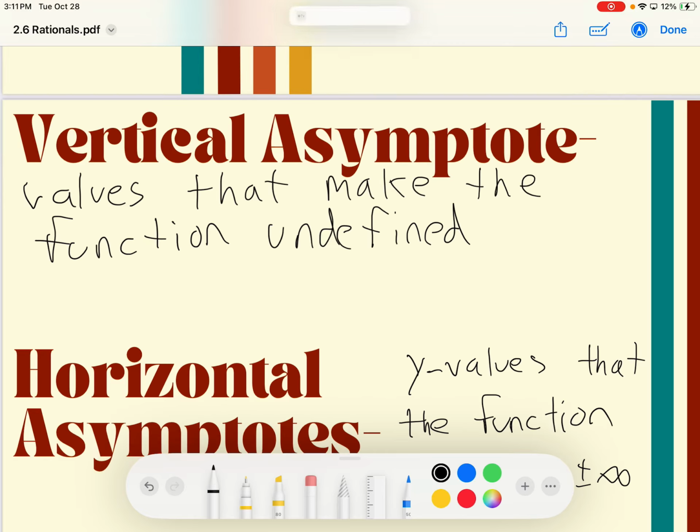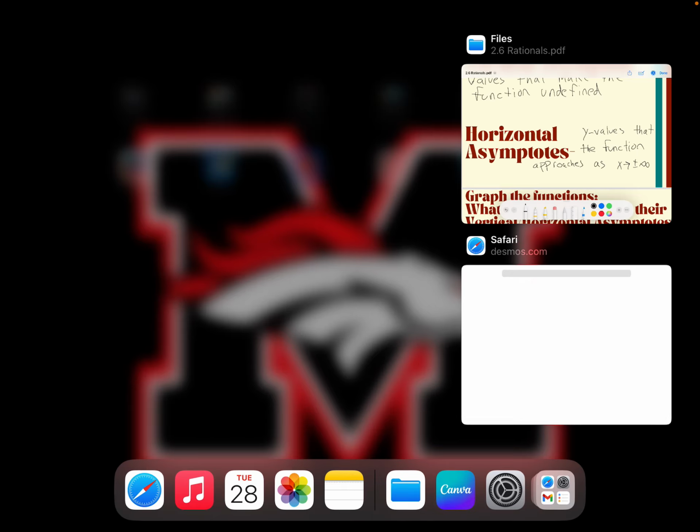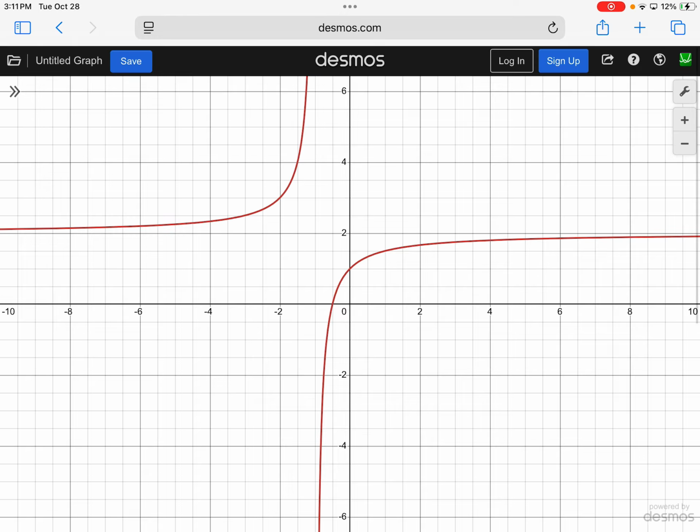So let's start looking at some of these. So we said that vertical asymptotes are the values that make the function undefined. Our horizontal asymptotes are the y values that the function approaches as x gets really, really big or really, really small. So looking at our first one, this was our 2x plus 1 divided by x plus 1. Where is our asymptote?